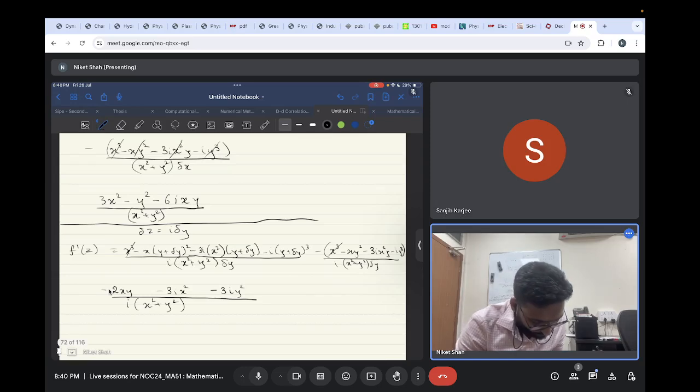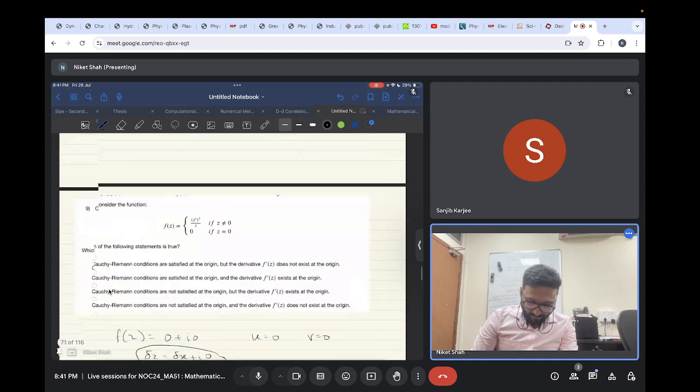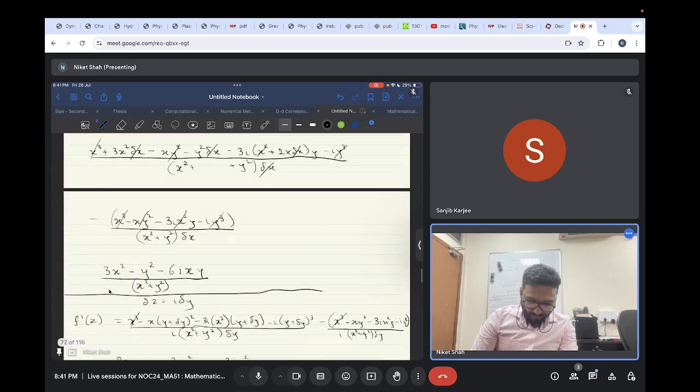Okay, so I really hope I'm doing this correctly. 3x square I can see, y square I can see, but there is 2xy, this is coming from here. All right.